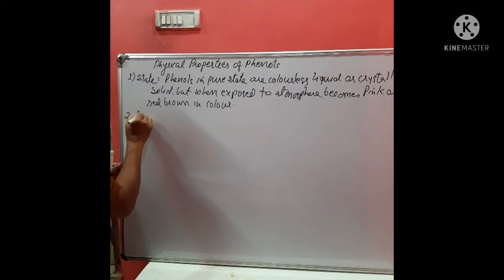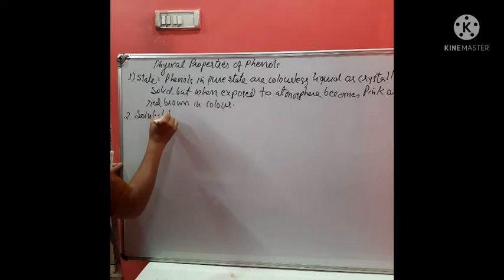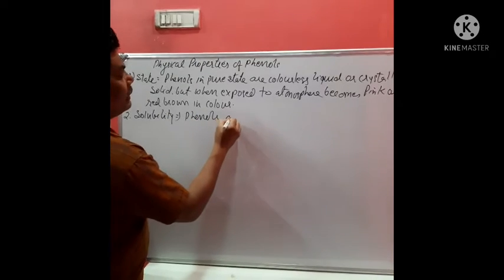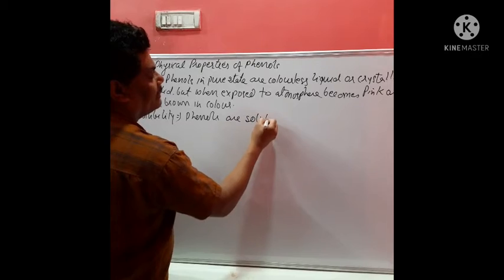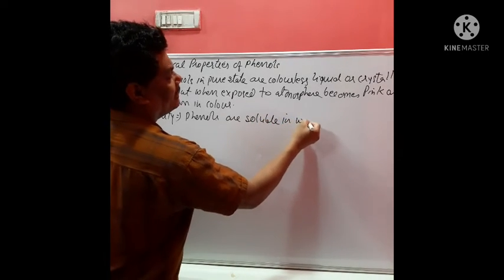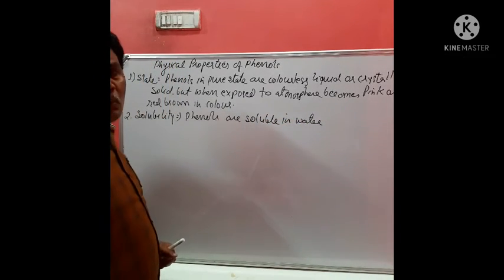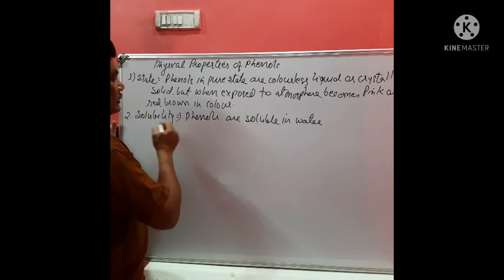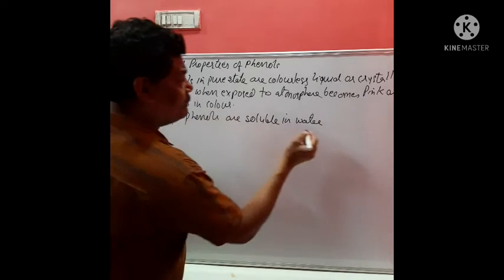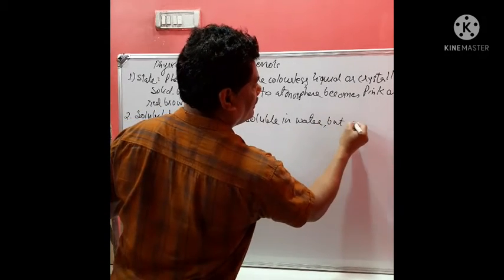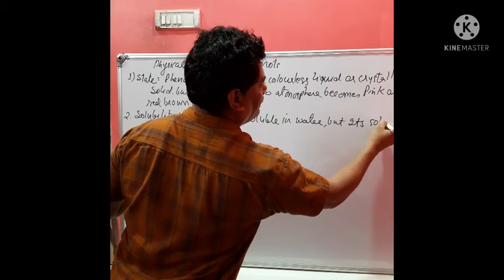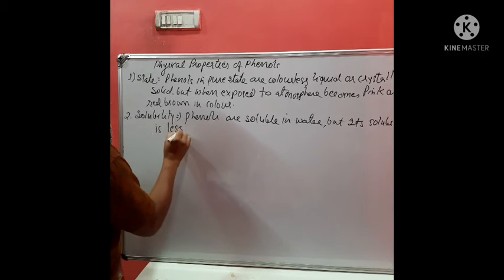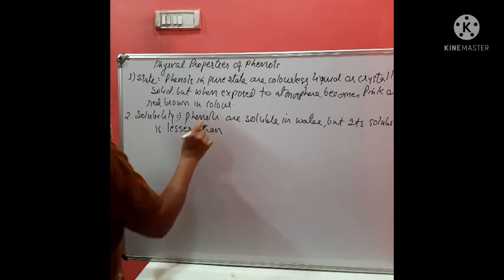Okay, second one is solubility. Phenols are soluble in water. We are using them at our home, isn't it? In mopping of floors, etc. It is known as insecticides, pesticides, and we are frequently using it. Phenols are soluble in water, but its solubility is lesser than alcohol.